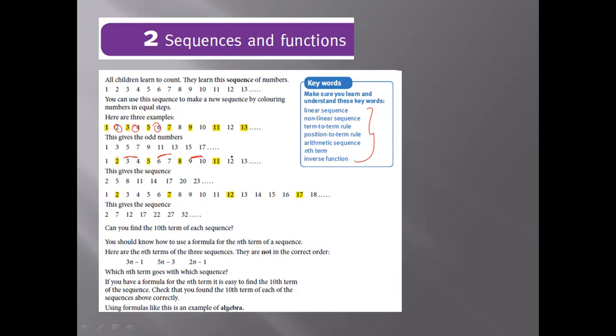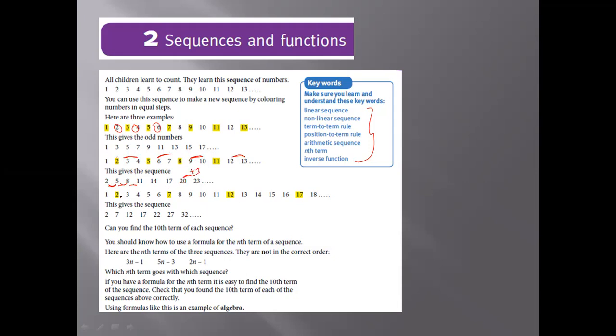If you look, the differences are the same. It's increasing by the same amount. And this gives the sequence 2, 5, 8. And if you look, the difference is plus 3. And here also plus 3, plus 3. And between 20 and 23, the difference is plus 3.